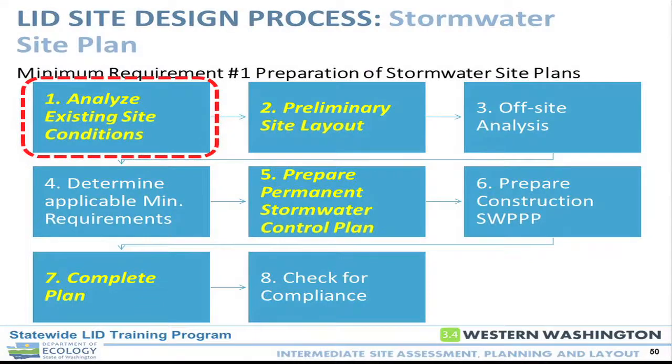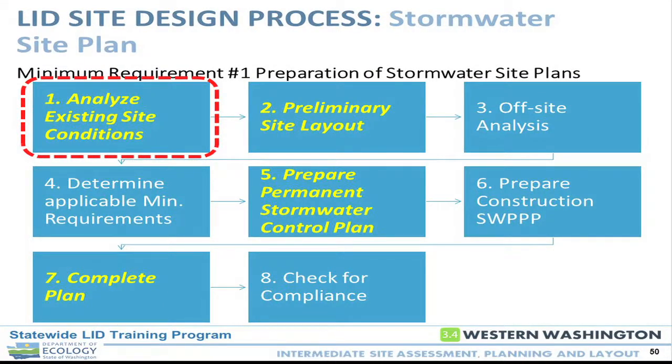So we need to analyze the conditions, do your site layout, do an off-site analysis, determine what the minimum requirements are for the projects, prepare your permanent stormwater control plan, not your temporary, but just what are your BMPs that you're going to put in place for permanent mitigation of stormwater. Prepare the construction stormwater pollution prevention plan, which is how are you going to manage stormwater during construction.